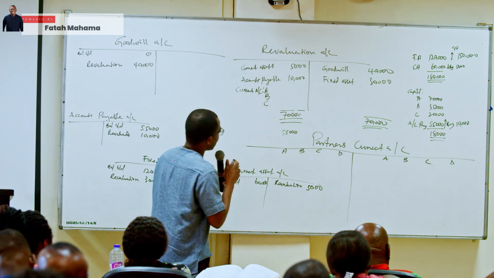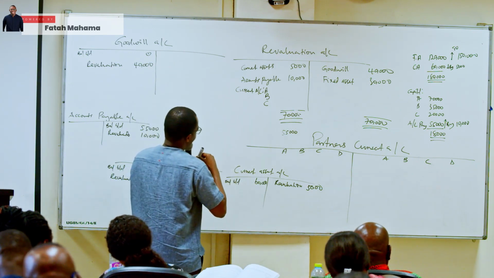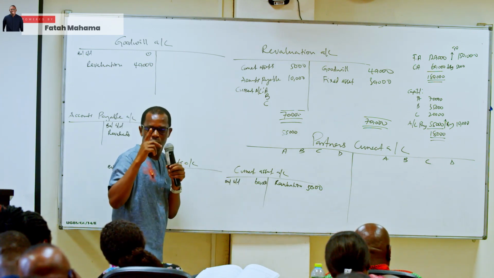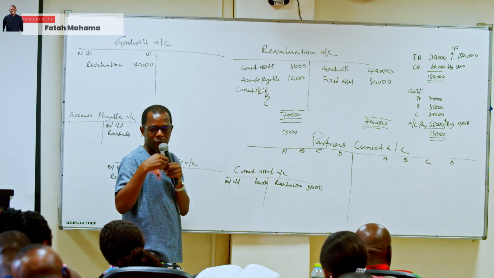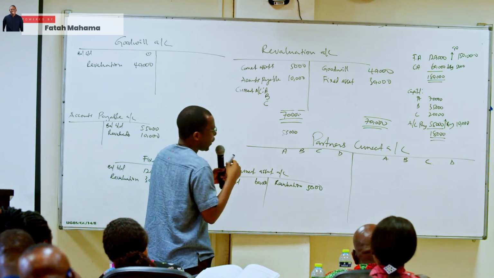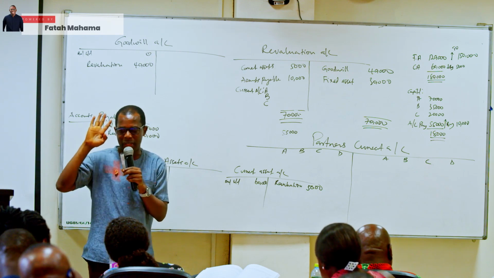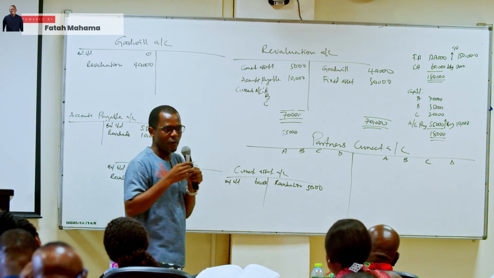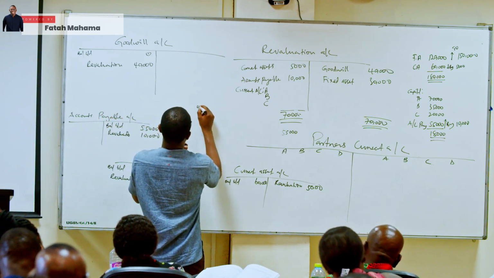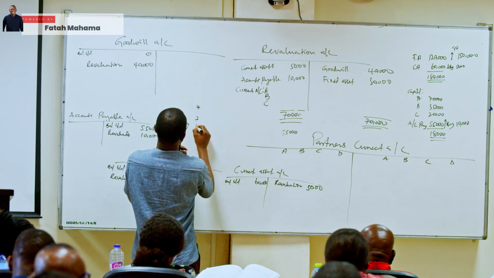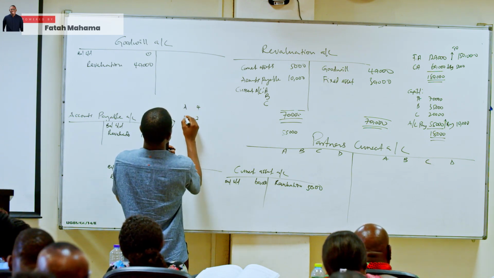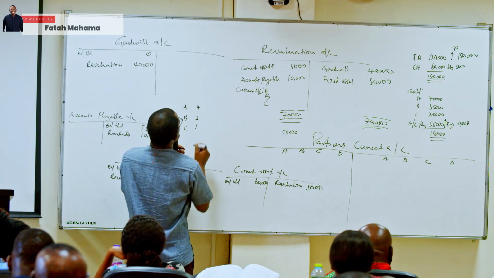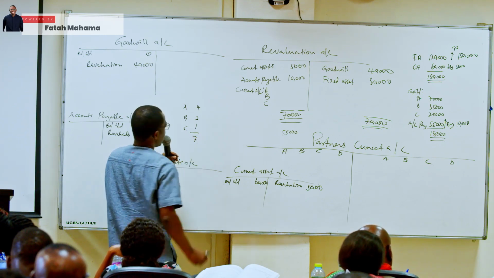We had what was that profit and loss sharing ratio? Please, somebody check for us. Yes. When they were just three, 4 is to 2 is to 1. So this is A, this is B, and this is C. Now the total is 7, right?